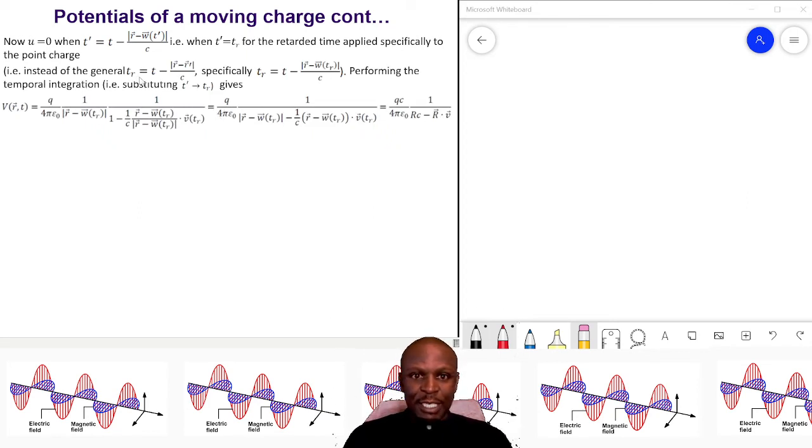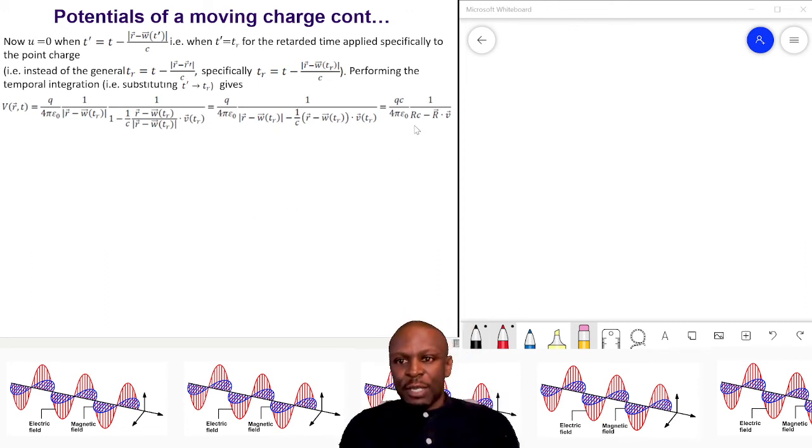Now instead of t_r, you write this specifically. t_r is just going to be this, and if you perform the temporal integration, this is what you are going to have. If you multiply this by 1, this is what you are going to have. But if this one multiplies here, it will cancel this and leave 1 over c squared, 1 over c, this vector, and this is nothing else but just equal to this. Now let me remind you again so that you can see how I came up with this.